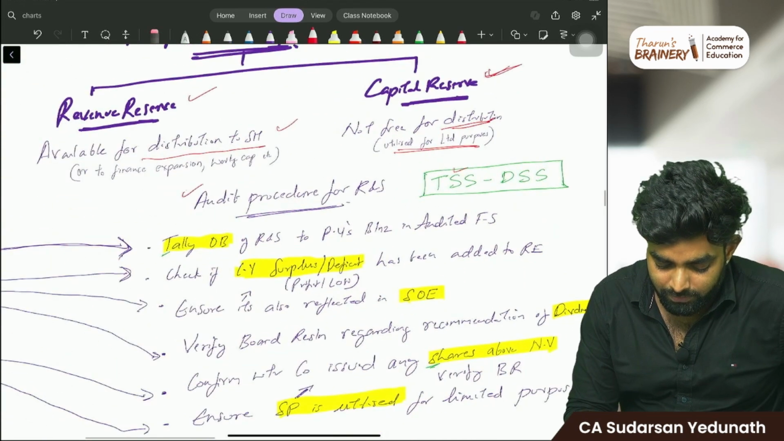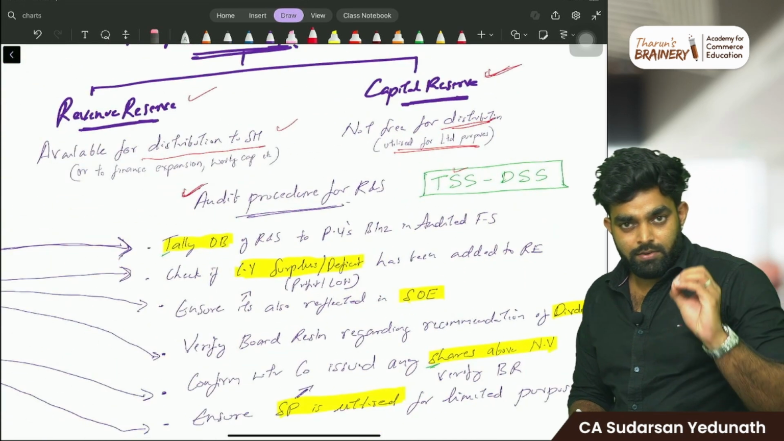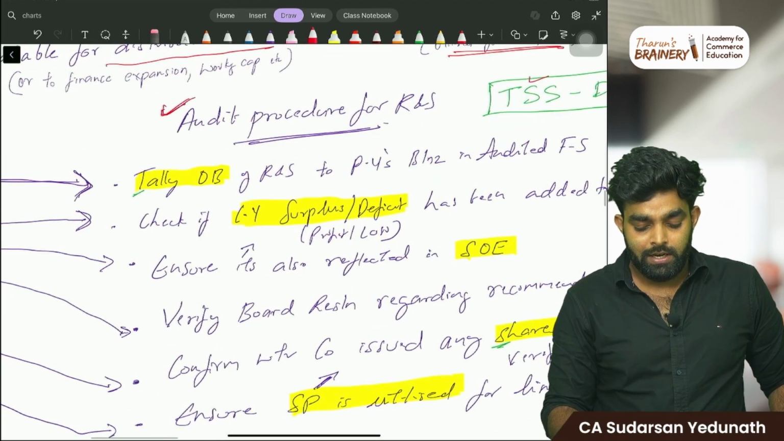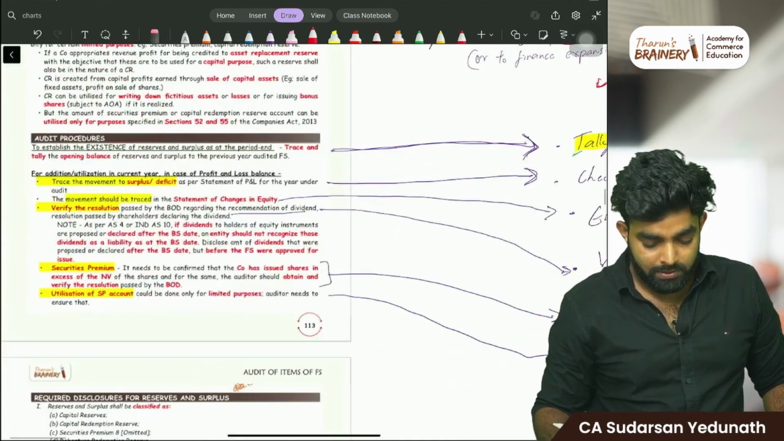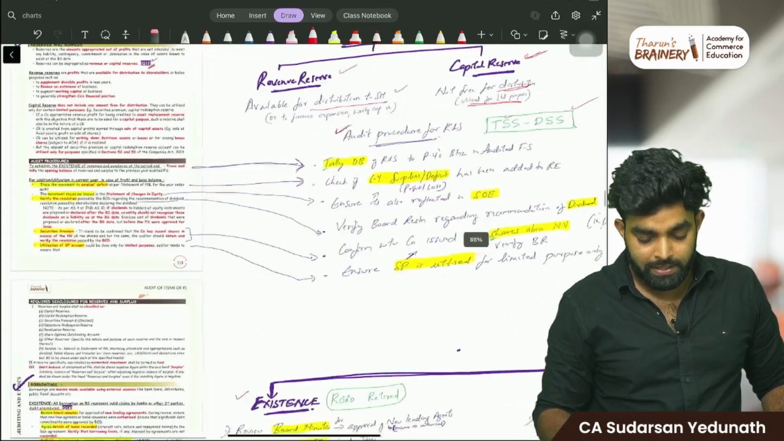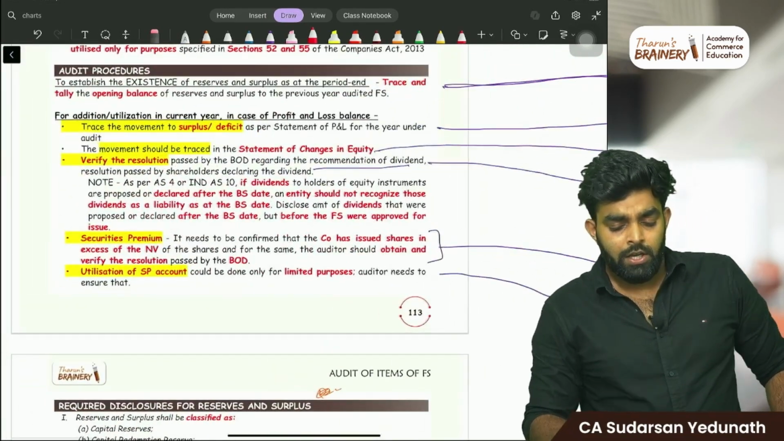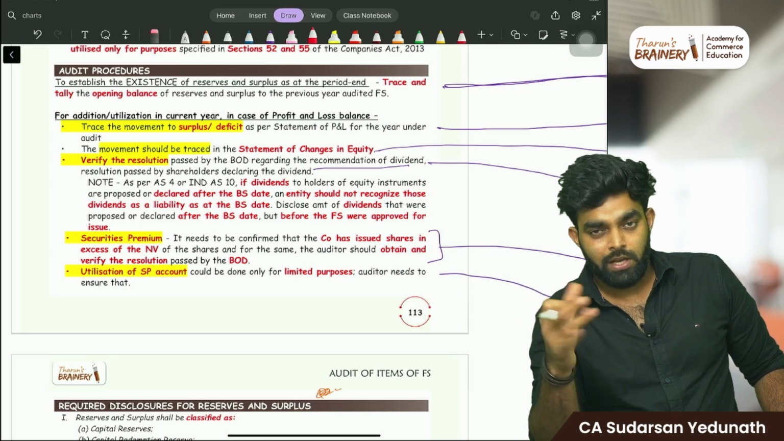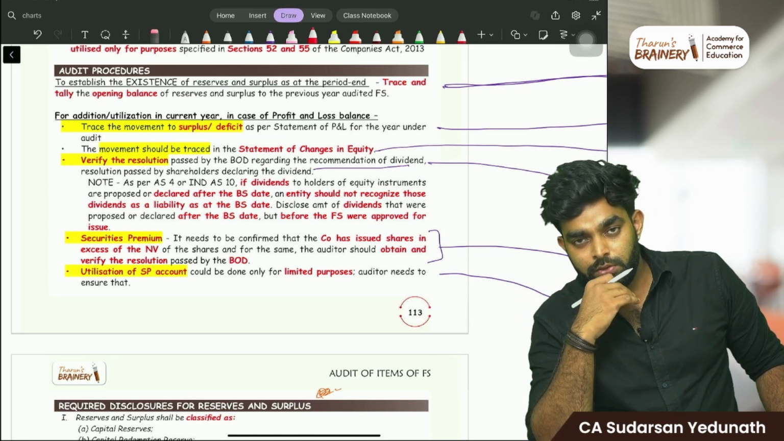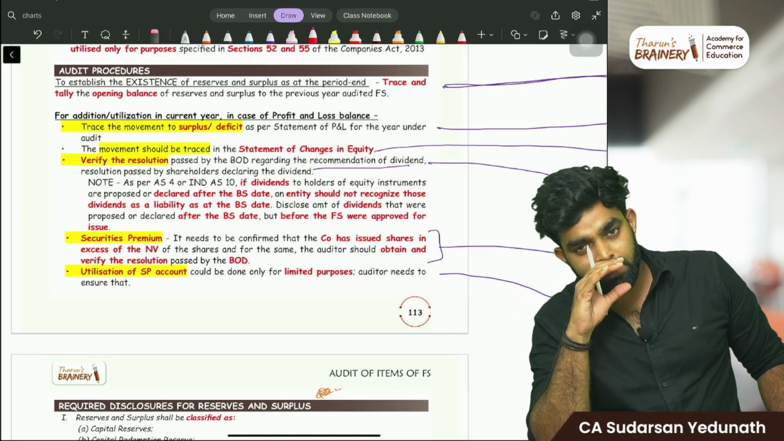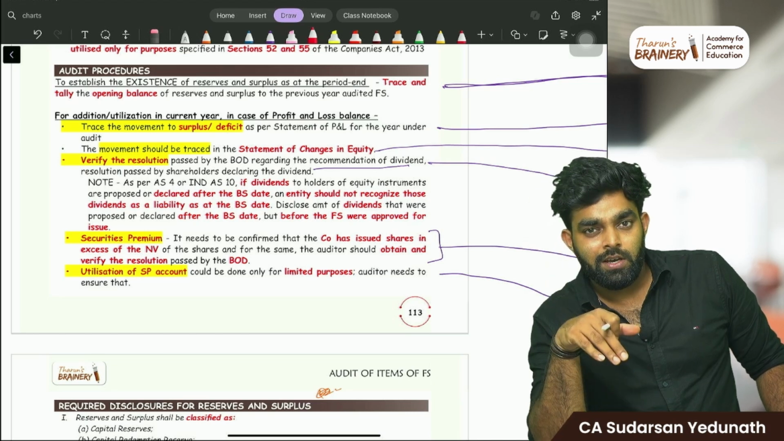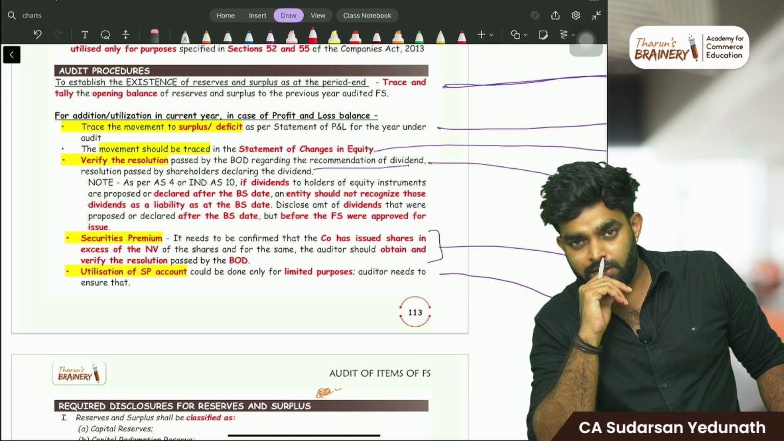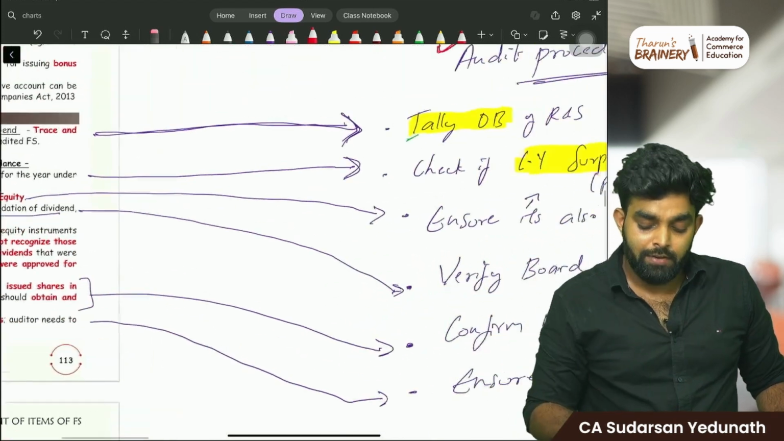Now, as an auditor, what are the audit procedures for reserves and surplus? Simple mnemonic: TSS, DSS. T means tally the opening balance. So these are the points I've made easily, because you cannot memorize it line by line. It is not even practically possible. If you had so much time, I would have requested you to do that, but still, understanding this and replicating the same answer in your own words with the keywords is the game changer for this chapter. And I have written it in that way.